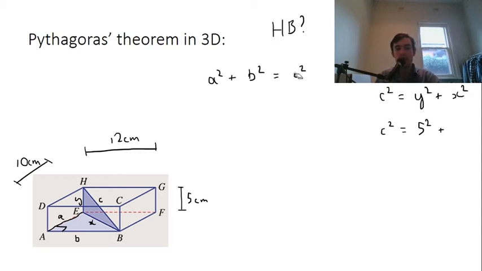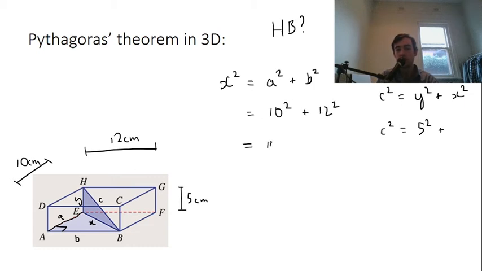Oh, sorry. I'll try and write it the other way around just so that we're used to writing it that way around. So X squared equals, so we'll have the hypotenuse on the left, equals A squared plus B squared. So what's A? A is the same as this one, which is 10 centimeters. What's B? B is the same as this one, which is 12 centimeters. So that's 100 plus 144. And so that means we have X squared equals 244.